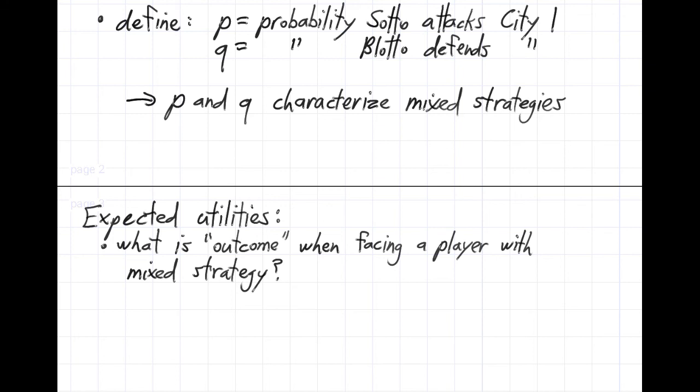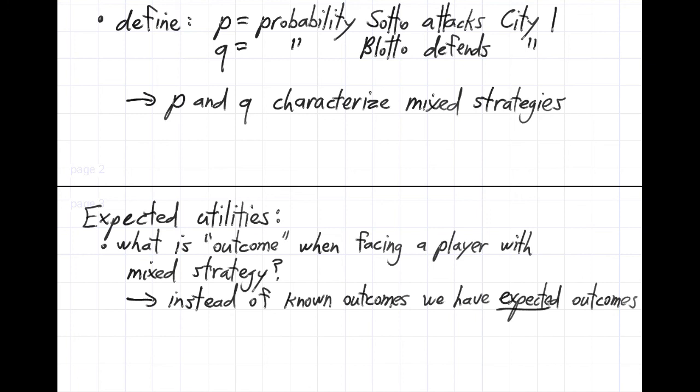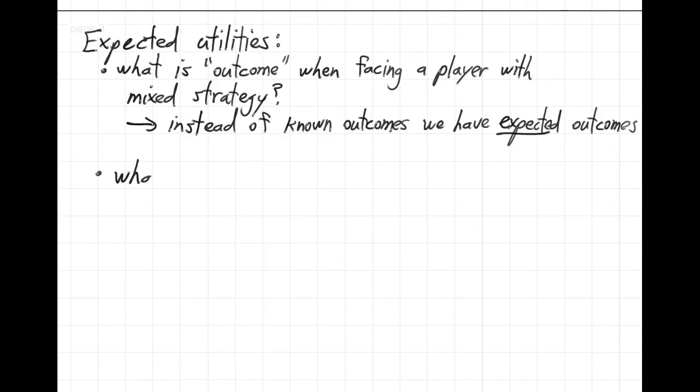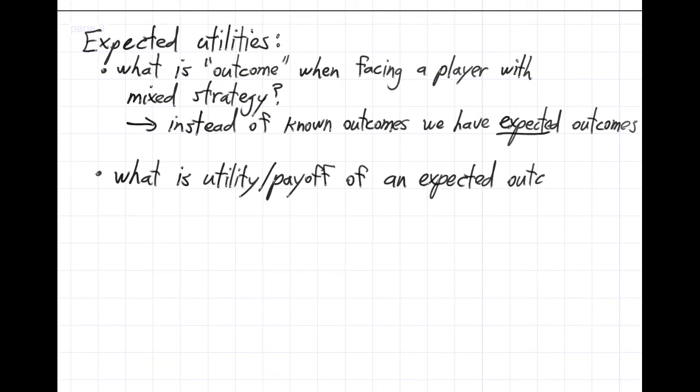Instead of just having known outcomes, now we have chance thrown into this, and in advance, we can't predict what's going to happen. So the best we can do is get expected outcomes. And I use the term expected from statistics, from probability theory. So what is the utility or payoff of an expected outcome? That is the expected utility.